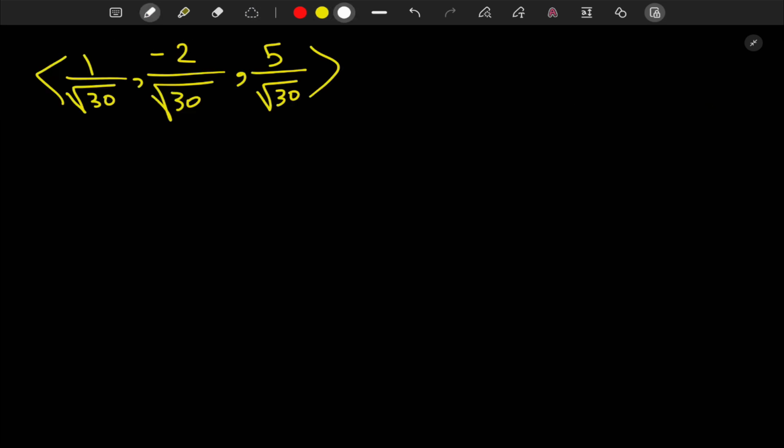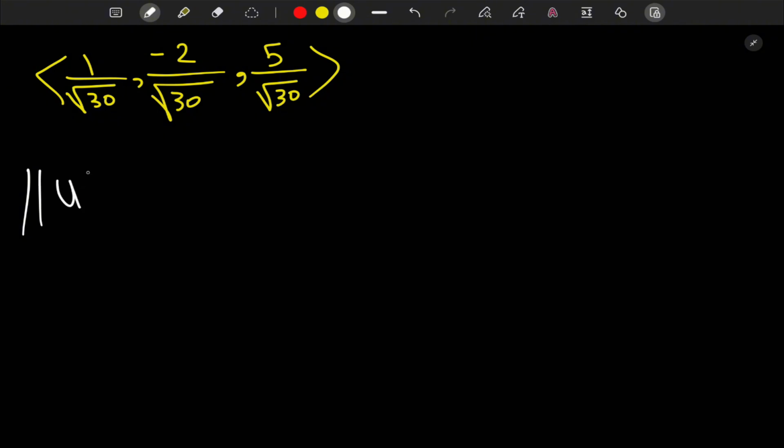Now, how can we make sure that this is the unit vector? As we said earlier, the unit vector has a magnitude of 1. So how do we check if this vector has a magnitude of 1? We just have to calculate it.